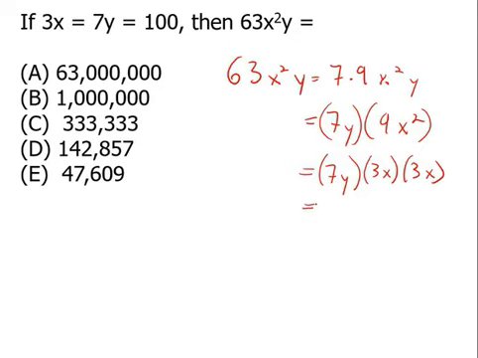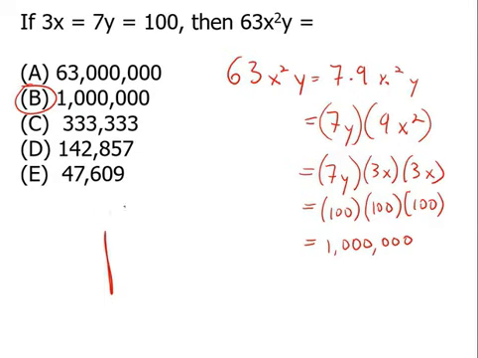Well, I know the value of 7y, that's 100. I know the value of 3x, that's 100. And again, 100. So 100 times 100 times 100, that, of course, is 1 million. 1 followed by 6 zeros. Answer choice B.